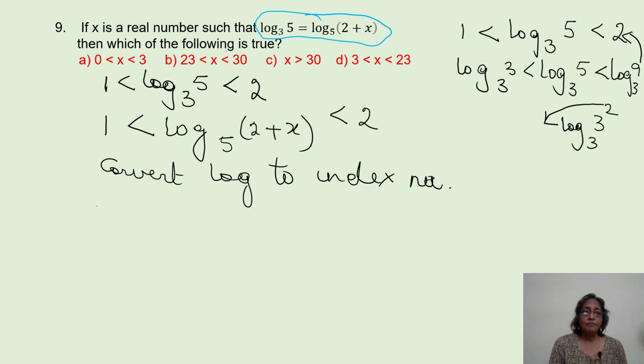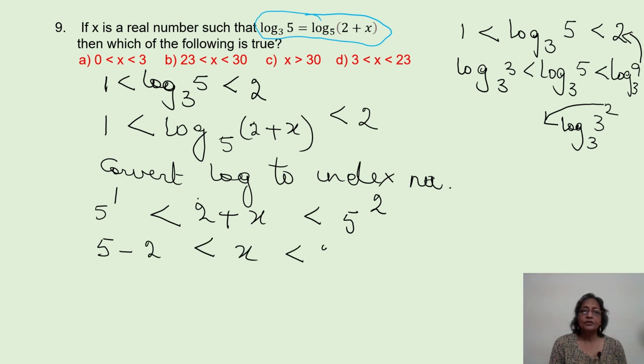So this will become 5 raised to 1. The log will go off. 2 plus x is less than 5 raised to 2. 5 minus 2 will be less than x, less than 25 minus 2. This is an inequation which we are solving here.